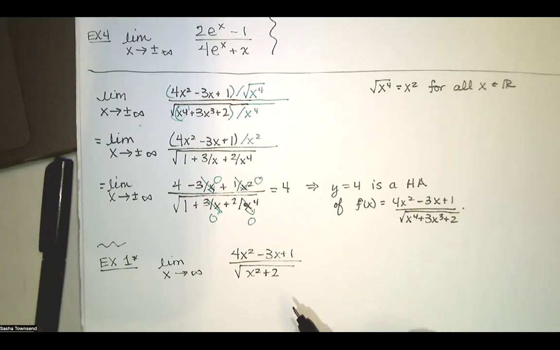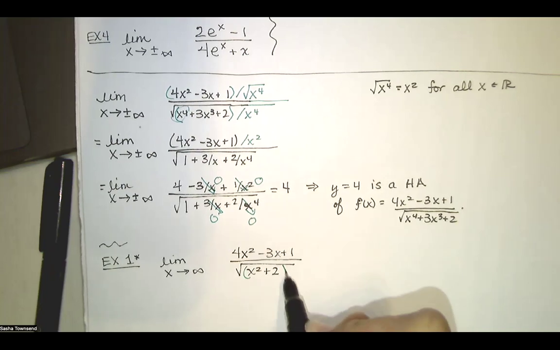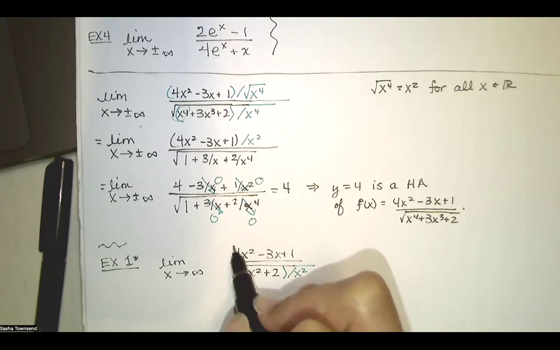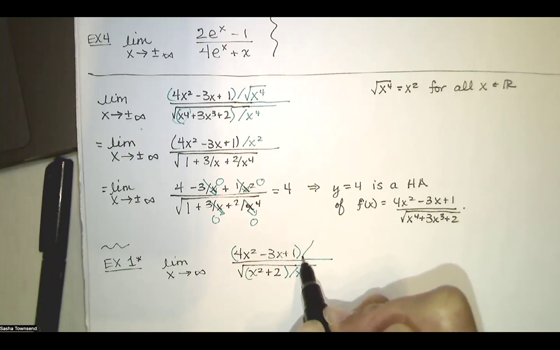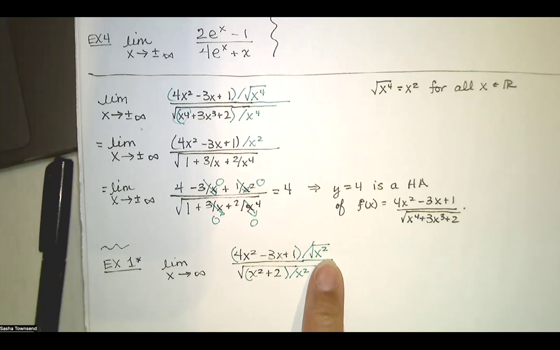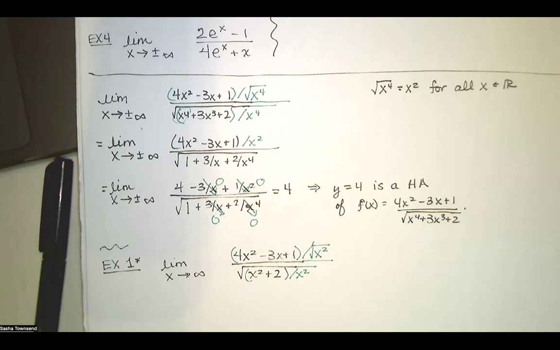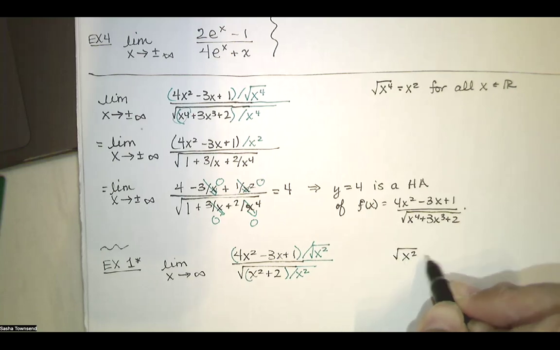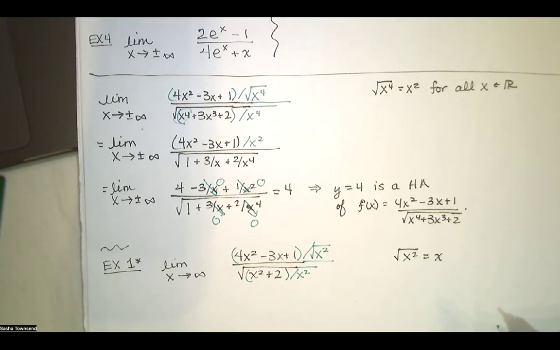Now I want to divide by this highest power of x in the denominator. The highest power of x under the radical is that x squared, so I'll divide by x squared under the radical. I can do the same thing in the numerator, as long as I remember to divide by the square root of x squared, not just the x squared. Now we have to be careful here because the square root of x squared, you might be tempted to say that that's equal to x, but it's not always equal to x.